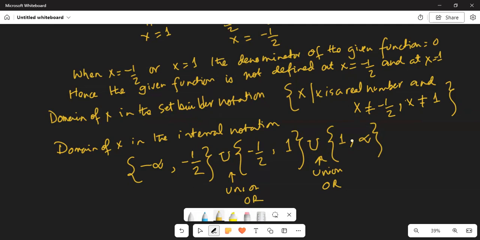This is the domain of x written in both the set builder notation and in interval notation. In the set builder notation, x is such that x is a real number and x is not equal to minus half and x not equal to 1. In the interval notation, x values start from minus infinity up until minus half, where the function is not defined. So the next domain is from minus half to 1 because the function is not defined at 1. And finally, the final domain is from 1 to infinity. So this is the interval notation.